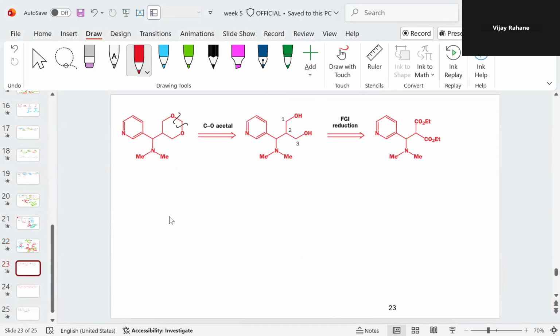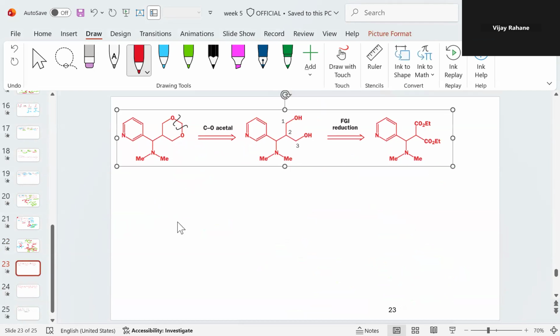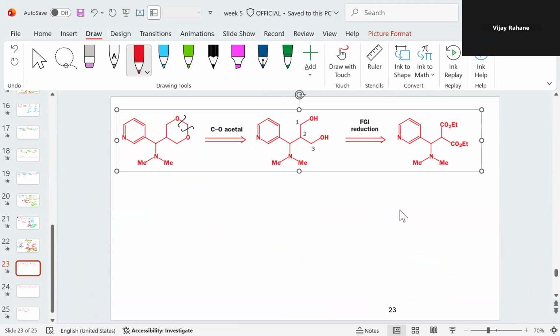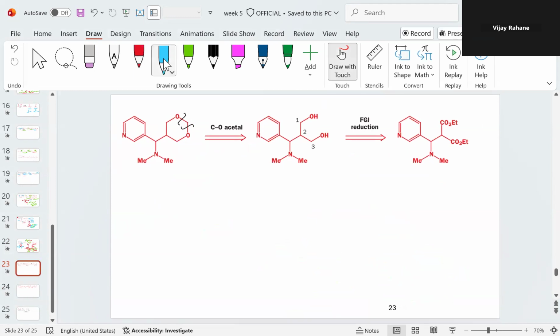Okay, so this is another problem, and again the use of diethyl malonate can be found here. So this is our target molecule, and if you want to do the synthesis of such a molecule, this part can come from this diol acetal. So basically, this is just a 1,3 hydroxy protection that has been done here.